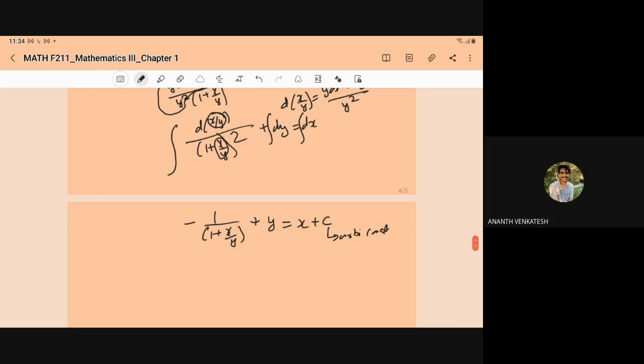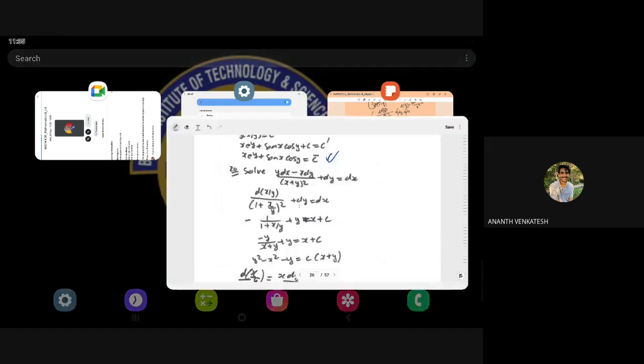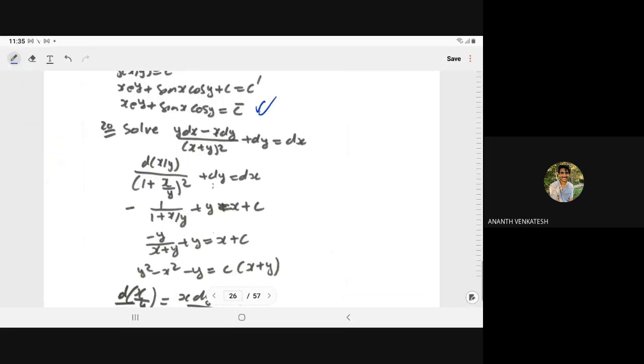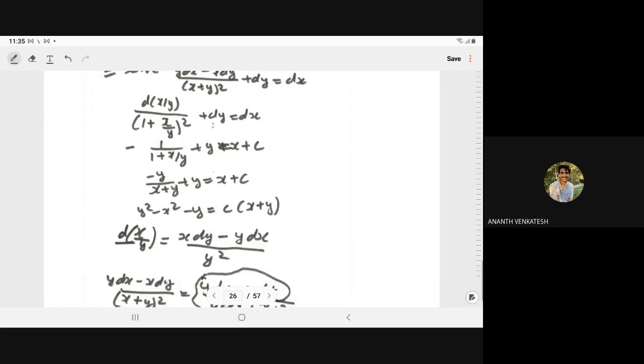So in that also we are trying to determine the exactly integrable form. Here also we are trying to determine the exactly integrable form. So just by a few algebraic manipulation steps, we can write it in the exactly integrable form. When we write it in the exactly integrable form, directly you can integrate.